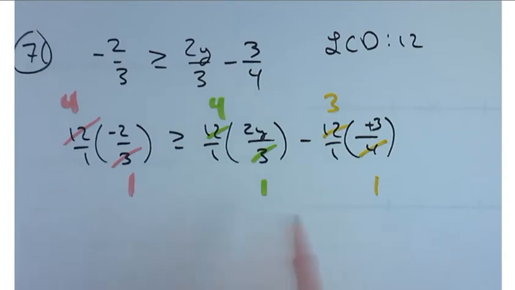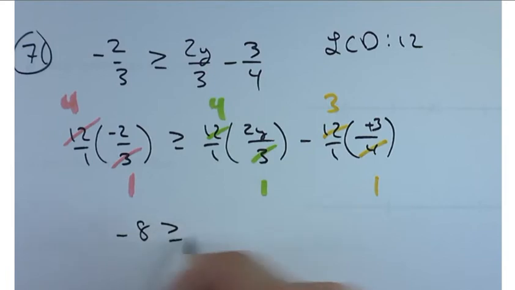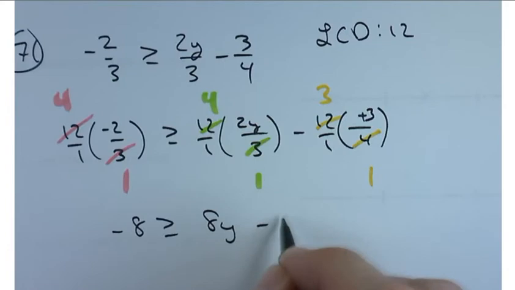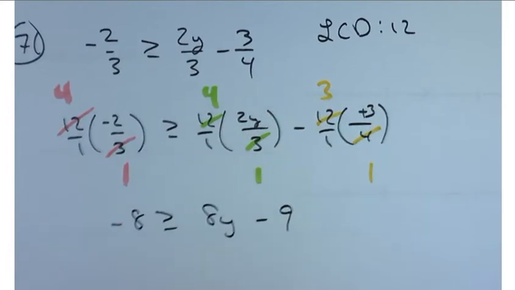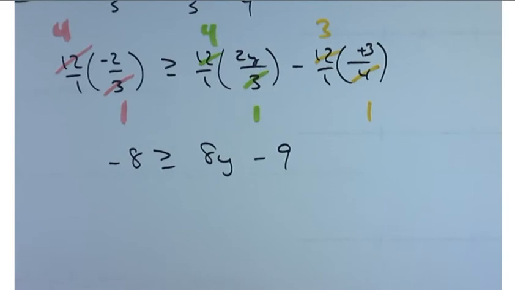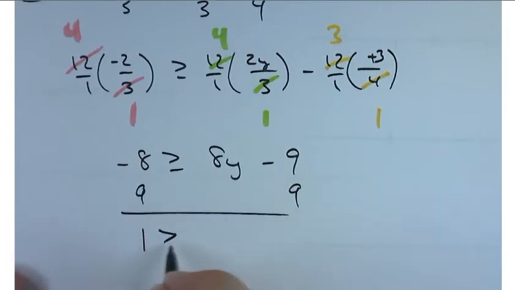Victoria, what inequality do I get out of all this, please? Good? 9. Yeah. Good. Almost done. To finish up, what should I do? Add 9 to both sides. Good. Add 9. I get 1 is greater than or equal to 8y.